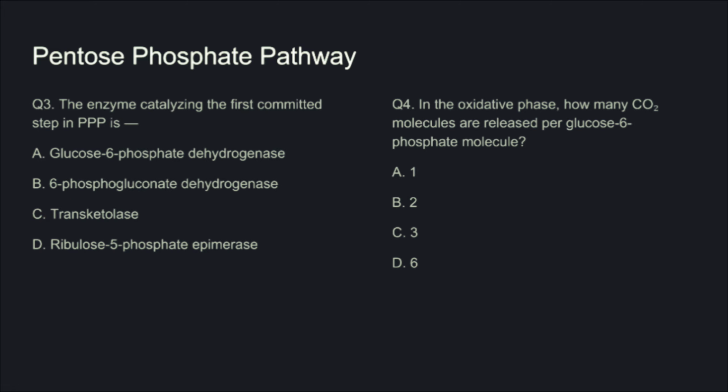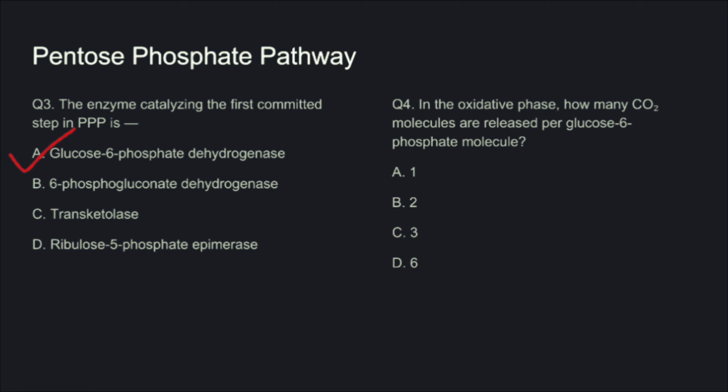Question number 3. The enzyme catalyzing the first committed step in PPP is A. Glucose 6-phosphate dehydrogenase, B. 6-phosphogluconate dehydrogenase, C. Transketolase, D. Ribulose 5-phosphate epimerase. So correct answer for this question is option A, glucose 6-phosphate dehydrogenase. So this glucose 6-phosphate dehydrogenase initiates the oxidative phase and regulates the NADPH production.